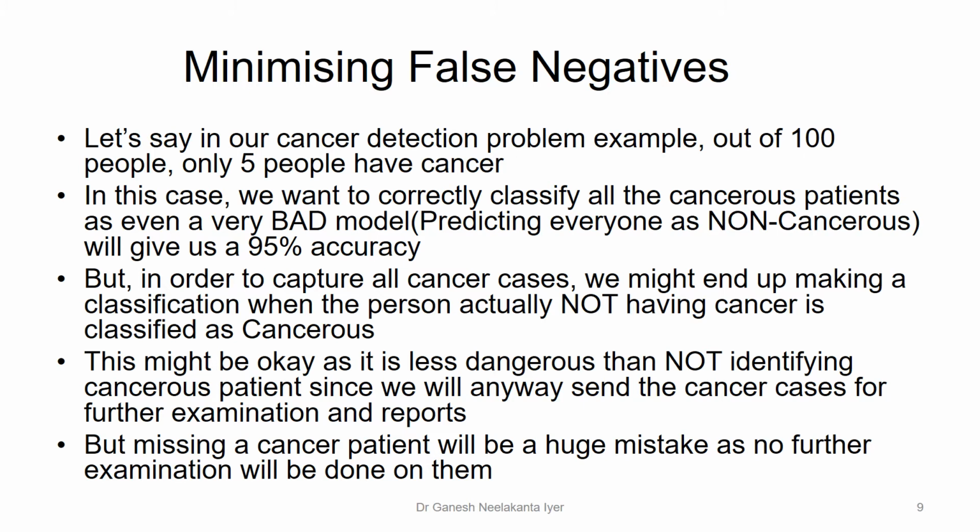Let's say in our cancer detection problem, for example, out of 100 people, only 5 people have cancer. In this case, we want to correctly classify all the cancerous persons, as even a very bad model will give us 95% accuracy. But in order to capture all cancer cases, we might end up classifying a person who actually does not have cancer as having cancer. This might be okay because it is less dangerous than not identifying a cancerous patient.